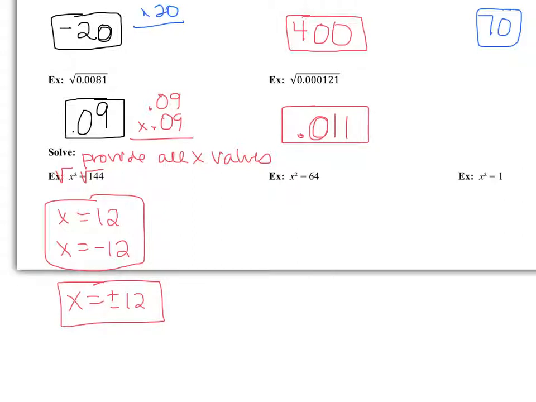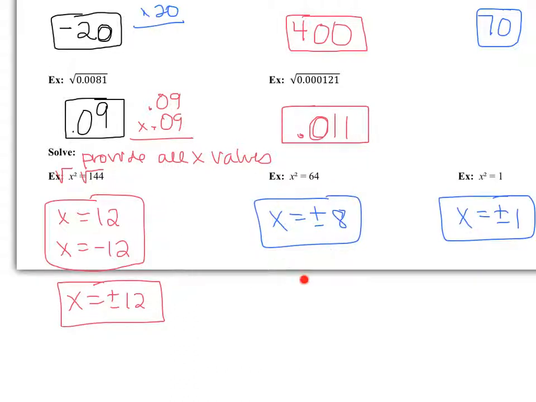Give the next two a try, pause the video, press play when you're ready to check your answer. So in this case, x could be 8 or negative 8, and here x could be 1 or negative 1.